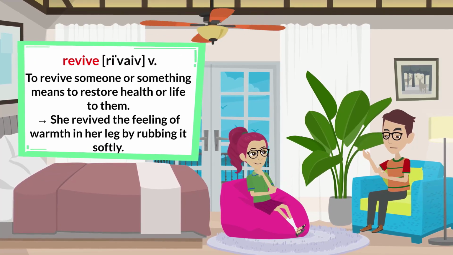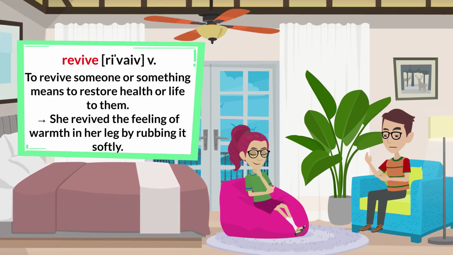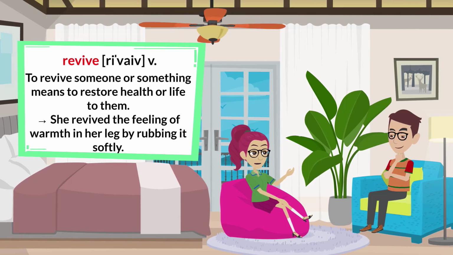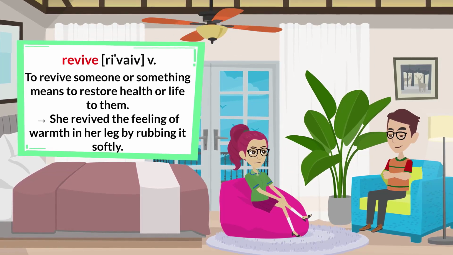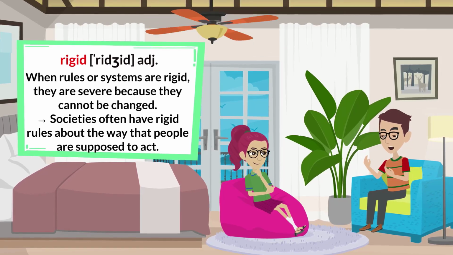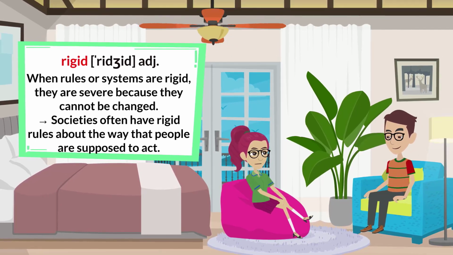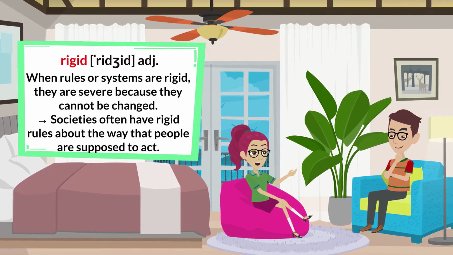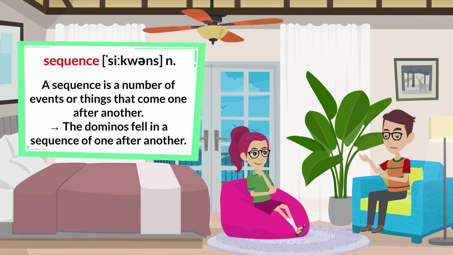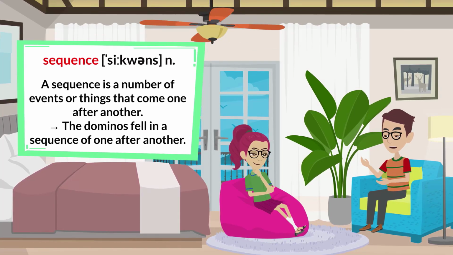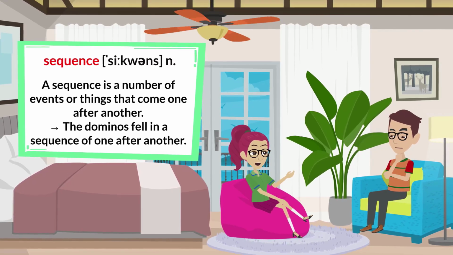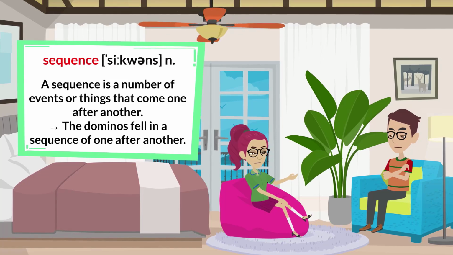Revive. To revive someone or something means to restore health or life to them. She revived the feeling of warmth in her leg by rubbing it softly. Rigid. When rules or systems are rigid, they are severe because they cannot be changed. Societies often have rigid rules about the way that people are supposed to act. Sequence. A sequence is a number of events or things that come one after another. The dominoes fell in a sequence of one after another.